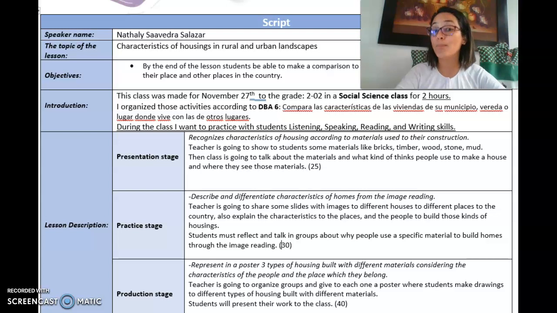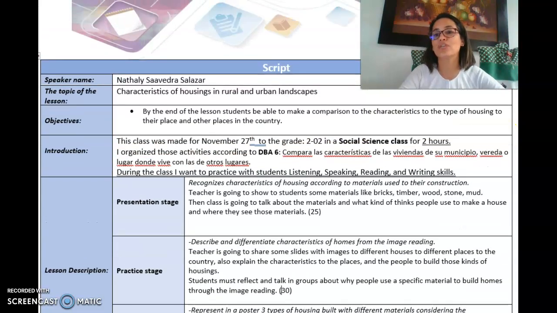Comparar las características de las viviendas en su municipio, vereda o lugar donde vive en comparación, ¿sí?, con las de otros lugares. During the class, I want to practice with students listening, speaking, reading, and writing skills. The objective of this class was that, by the end of the class, students be able to make a comparison of the characteristics and types of housing in their place and other places in their country, in this case, Colombia.